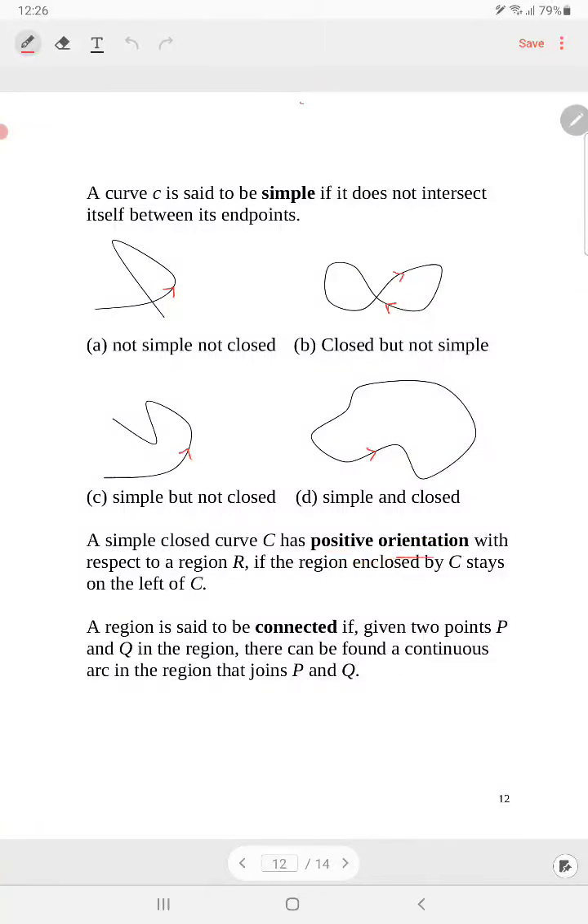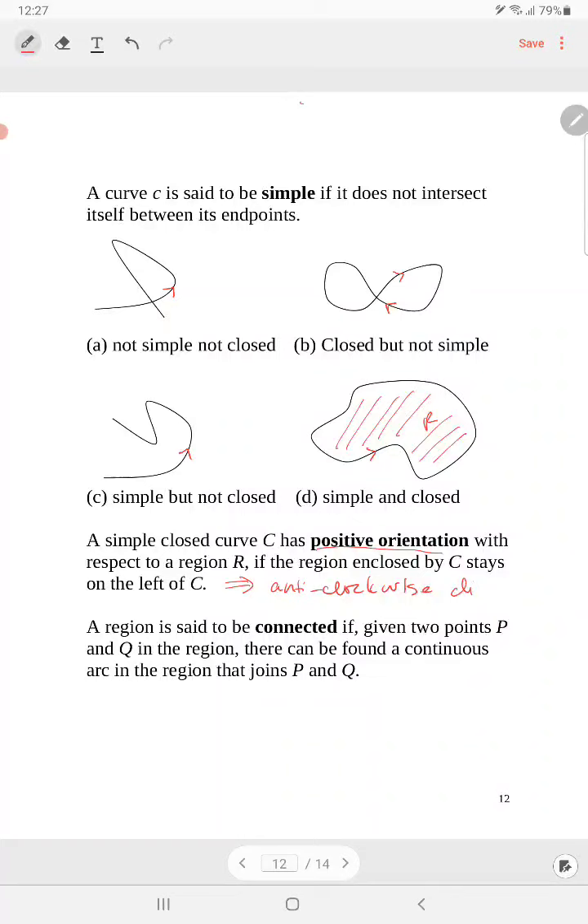Another term that we need to know is positive orientation. Positive orientation with respect to region R is when the region enclosed by C stays on the left of C. For a simple closed curve, it will be a boundary to a region. So here we have a simple closed curve. It will be the boundary of a region. And the orientation of the simple closed curve is called positive orientation if the region enclosed by C stays on the left of C all the time. So in other words, the orientation should be in anti-clockwise direction.